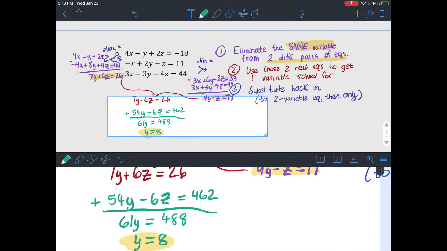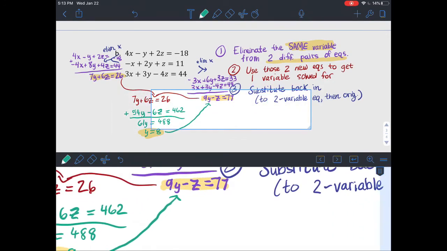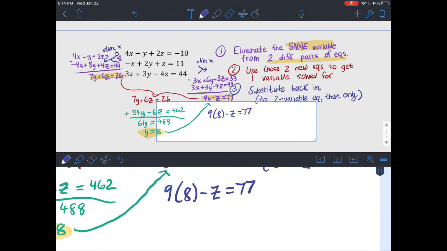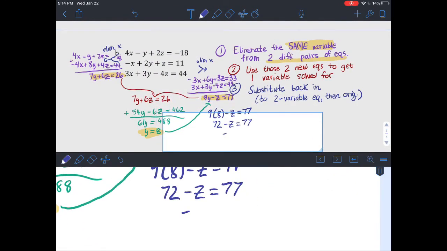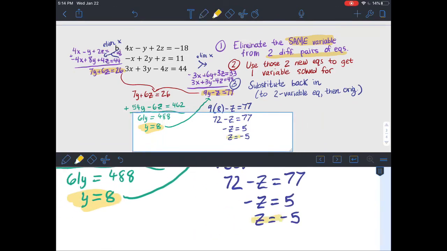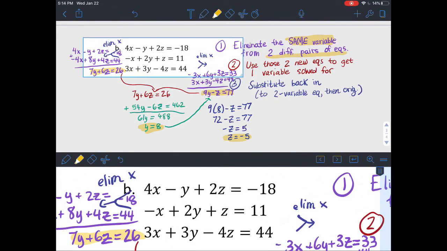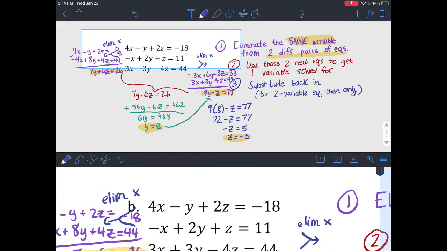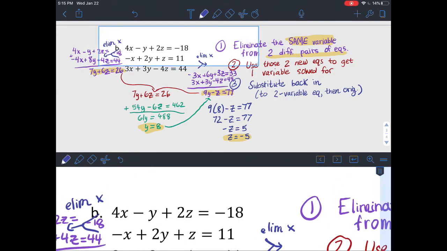Now going back to just prior to one of my two equations that only had two variables, doesn't matter which, if I plug in my value for y, I can get z. So I plugged in my value of y equals 8, solved this one, and end up with z equals -5. So we're 2/3 of the way there. Now that I have both of those two, go back to any of your original equations. I'm just going to do the top one and plug in both y and z, and we can solve for x.